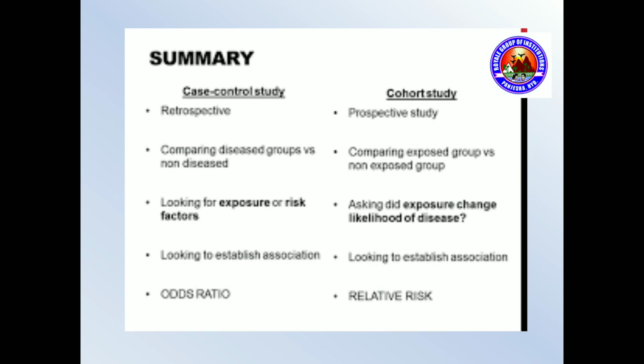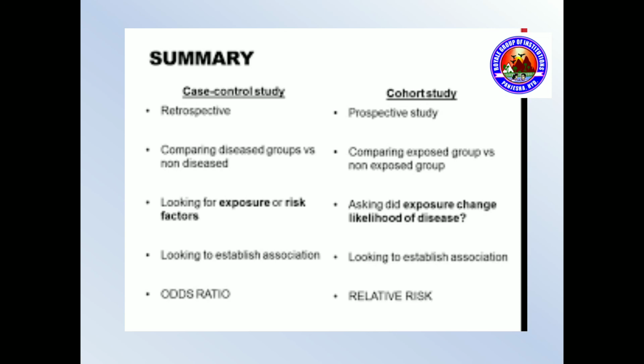Case control and cohort study are the two analytical studies that have been discussed. Here is a summary of both the studies. Case control study is a retrospective study, while a cohort study is a prospective study. The case control study studies diseased groups versus non-diseased ones. The cohort study studies groups that are non-diseased and waits for it to develop the disease.